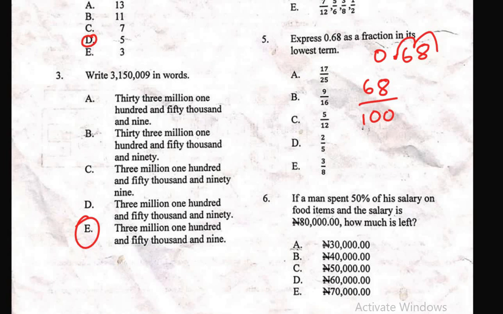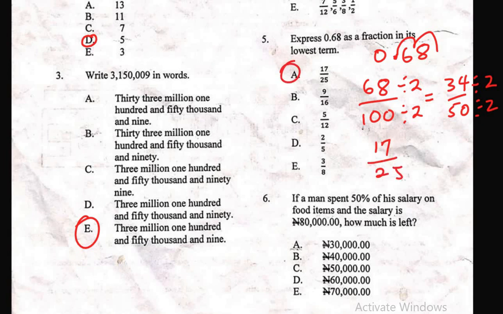Now we have this, we can reduce to the lowest term. We divide both sides by 2. This will give me 34 over 50. Divide both sides by 2 again. So 34 divided by 2 is 17. 50 divided by 2 is 25. So 17 out of 25 is the correct answer, which is option A.